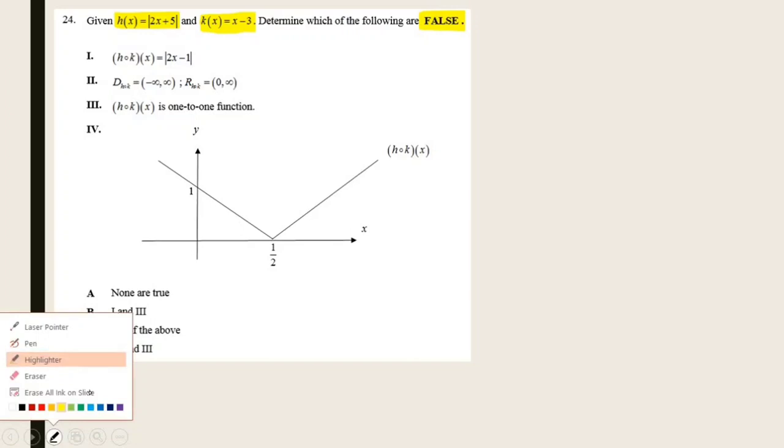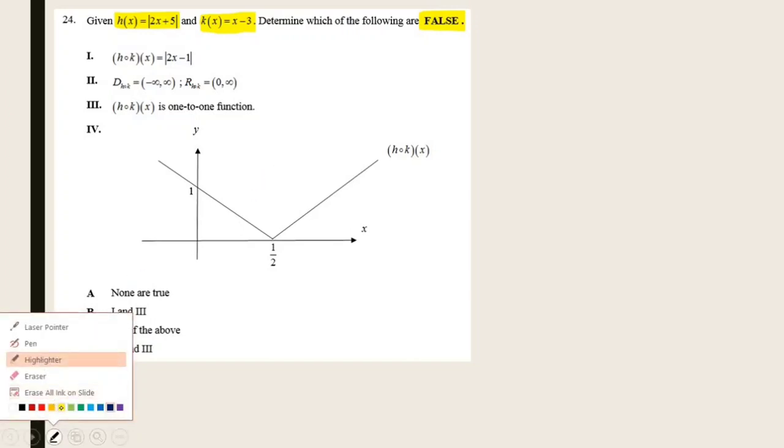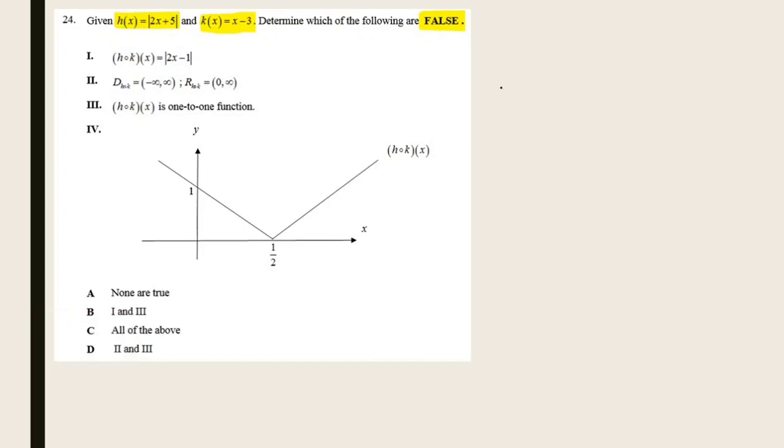Okay, so remember that we want to check for the false statement over here, not the correct statement. So what we're gonna do here is, because we want to check for h composite k, we will do the composite function first. Okay, so h composite k of x is equals to, when you substitute the function of k(x) in your h function. So that is given by modulus of 2.